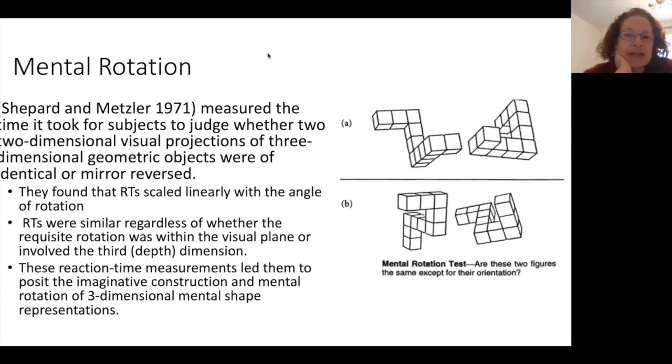So they were measuring reaction times, and they found that the reaction time scaled linearly with the angle of rotation, and that this timing was independent of whether they were just rotated in the plane or rotated in 3 dimensions. And so they posited on the basis of those results that people constructed 3D mental representations, which they rotated, and there was sort of a constant time of rotation, so that the greater the angle of rotation, the longer it would take the individual to do the mental rotation.